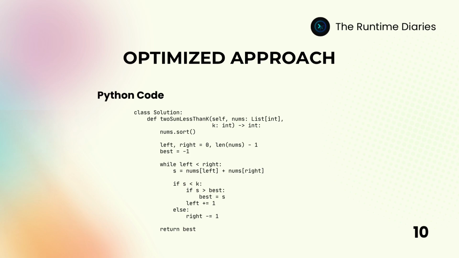If s is less than k, you check if s is greater than best. If it is, you update best. Then you increment left by 1. Otherwise, you decrement right by 1. After the loop completes, you return best. This solution is easy to reason about, and it performs extremely well across all input sizes.